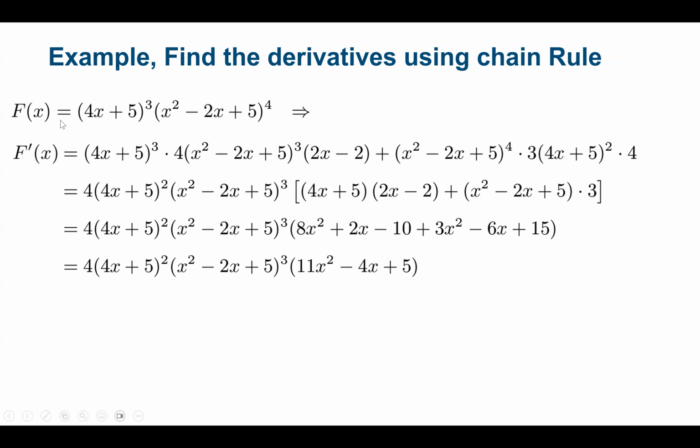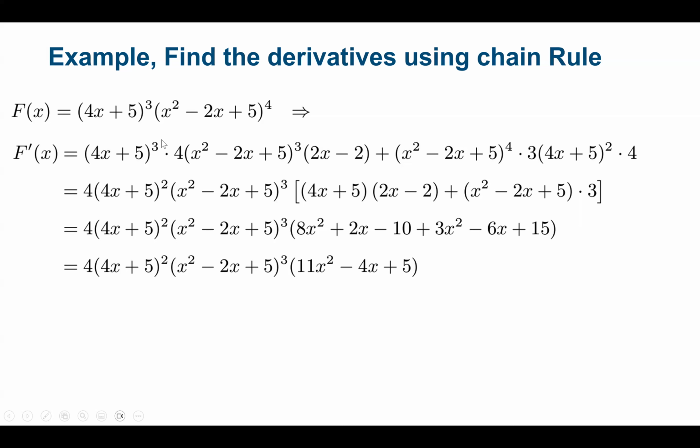So here we have to find the derivative of a function f at x, which is 4x plus 5 to the power 3, x squared minus 2x plus 5 to the power 4. Now, the reason why we want to solve this example, you can see that here we have 2 composite functions multiplied by each other. And also, it's multiplication, so we have to use the rule for product, or I'll say product rule or multiplication rule.